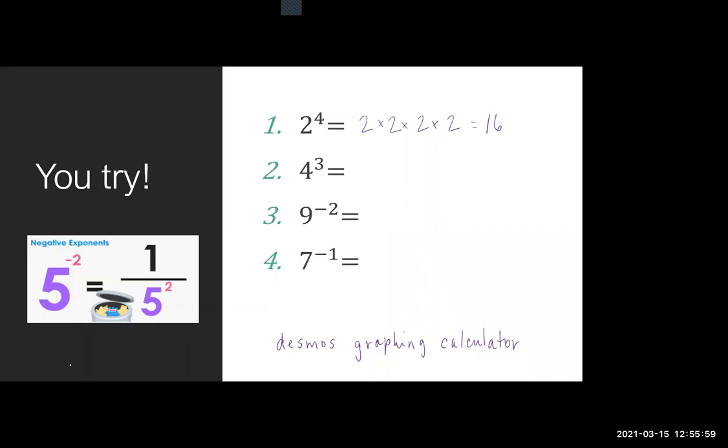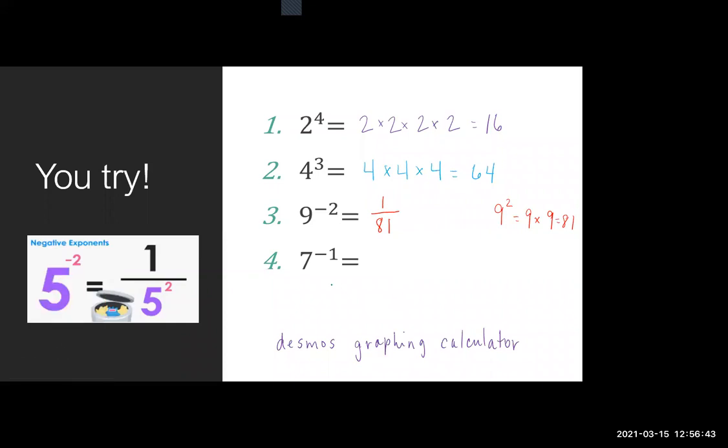Now let's do number 2. We'll do 4 to the 3rd. That means to write the 4 3 times and multiply. And that will give you 64. Again, you can put that in your calculator. Let's do 9 to the negative 2. Now, what I do on this is I come over to the side and I do 9 to the 2nd. That means 9 times 9, which I know is 81. But because that exponent was negative, I have to write it as 1 over 81. Put the 81 on the bottom of a fraction, put the 1 on the top.